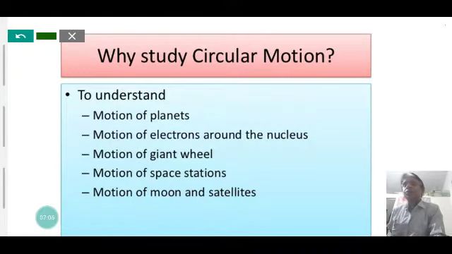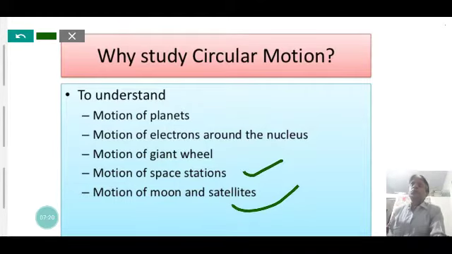deeply and clearly. Now, the motion of a giant wheel is also circular motion. Motion of a space station is also circular motion. Motion of moons and satellites is also circular. So the study of circular motion is very important, and it is applicable for higher study.